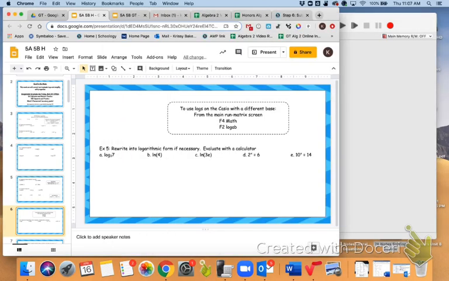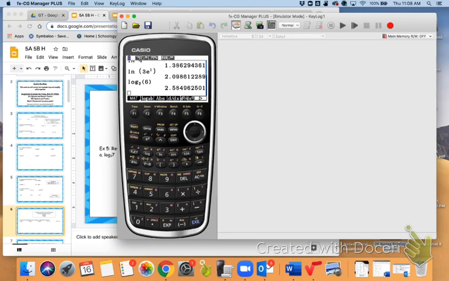All right, and the last one, again, we'll go ahead and rewrite this. This would be log base 10, so I can just write regular log of 14 is equal to x. So I would just plug in log of 14. So log 14, and I get my answer.